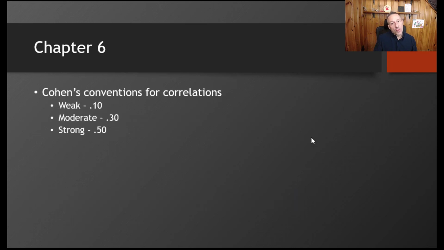Cohen's conventions for correlations are kind of subjective, but there are some things in stats that are. This is just the convention that we go with. If you get an R of 0.10, we would say it's a weak correlation. Moderate correlation would be 0.30, and a strong relationship would be 0.50. And so, yeah, it's based on the number, not if it's positive or negative.